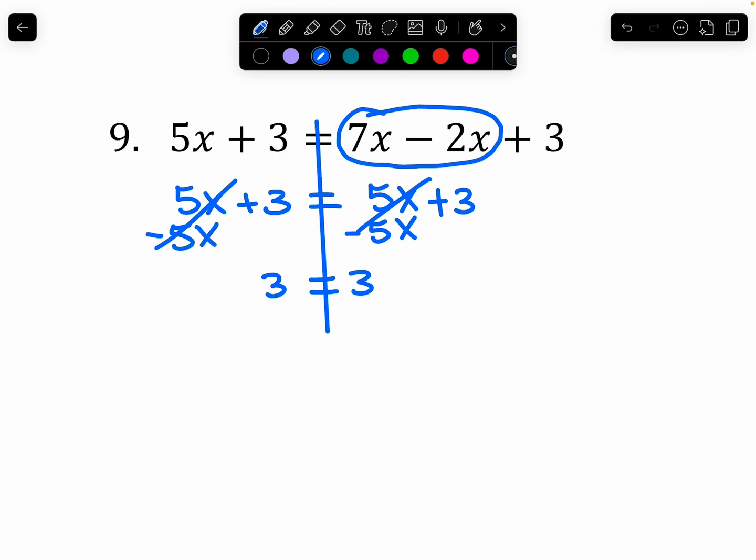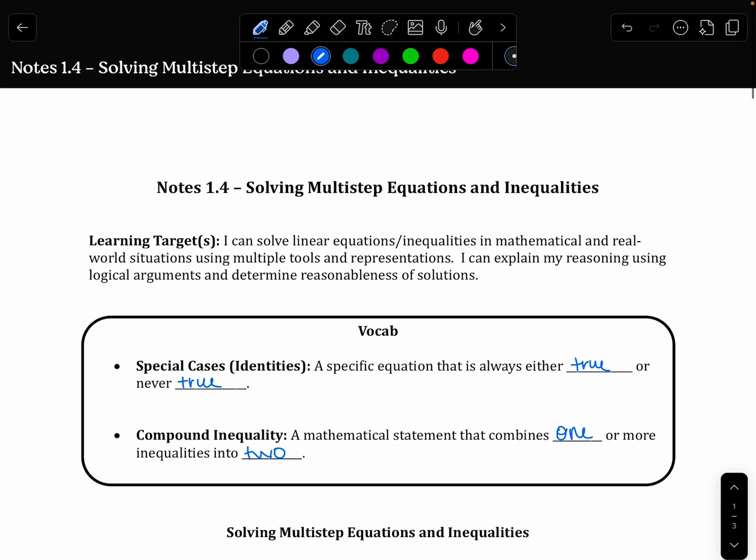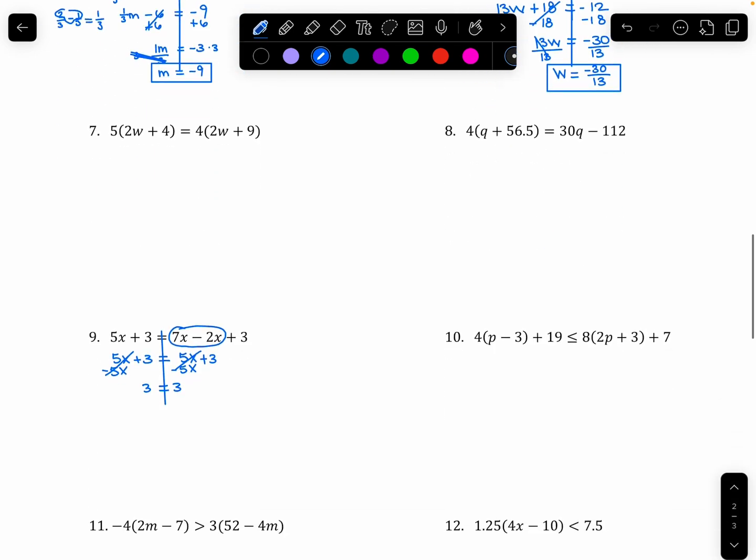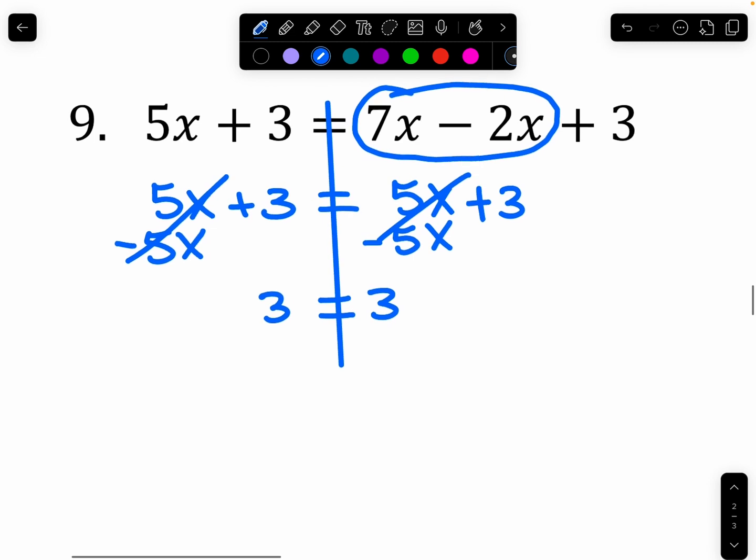And I'm going to scroll back up in the notes, so bear with me when I do that. So remember, a special case is a specific equation that is always either true or never true. So there's two types of special cases. You can either have infinitely many solutions or you can have no solution. And it depends on what you get when your variables disappear.